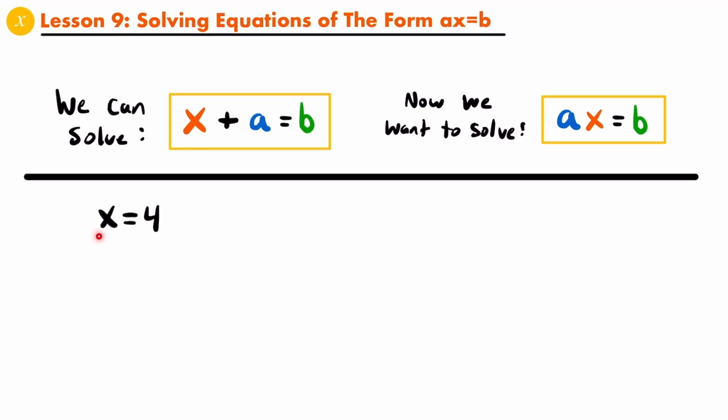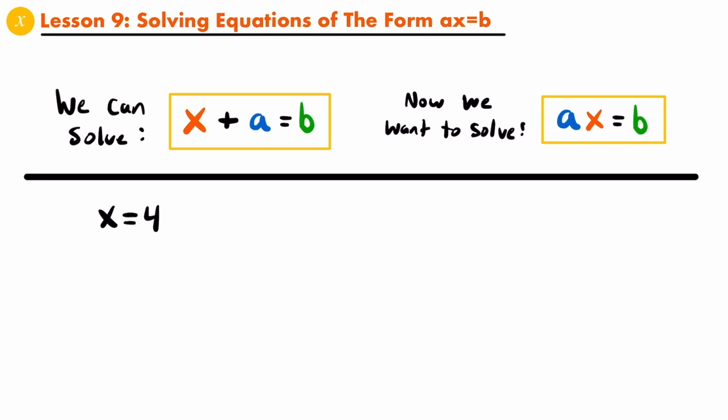Let's say we have an equation of x equals 4. The solution to this equation is clearly 4. When x equals 4, the equation would be true, because if you replaced x with 4, you would have 4 equal to 4, which is a true statement. But notice that if we were to multiply both sides of the equation by the same number, let's say 2, the equation will still be true, and it will still have the same solution of x equals 4.